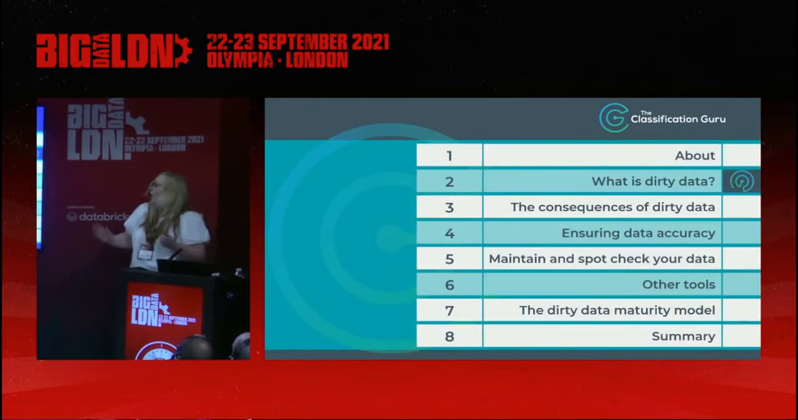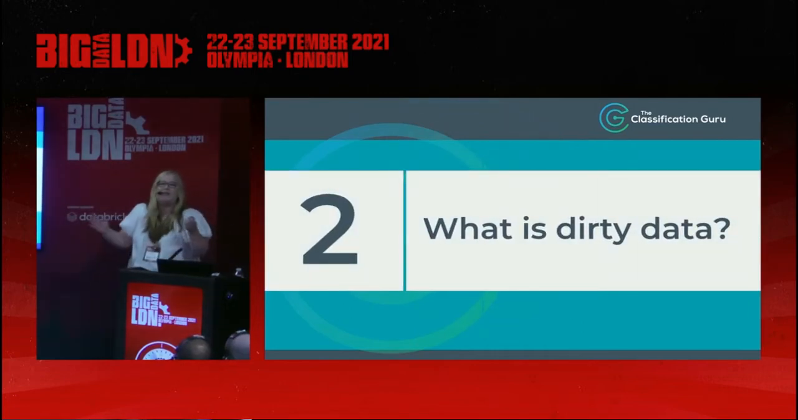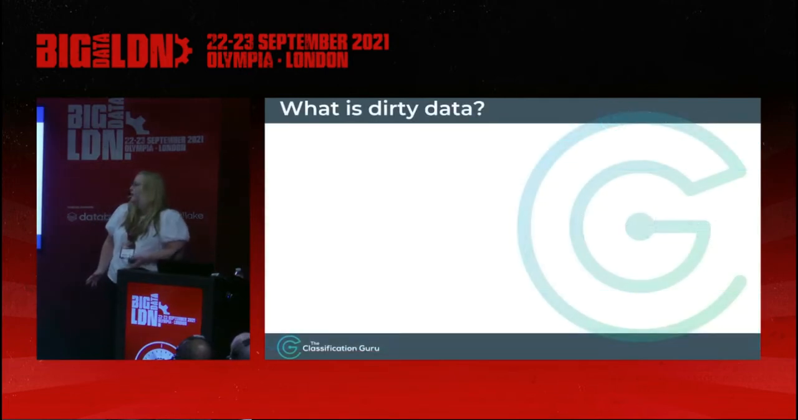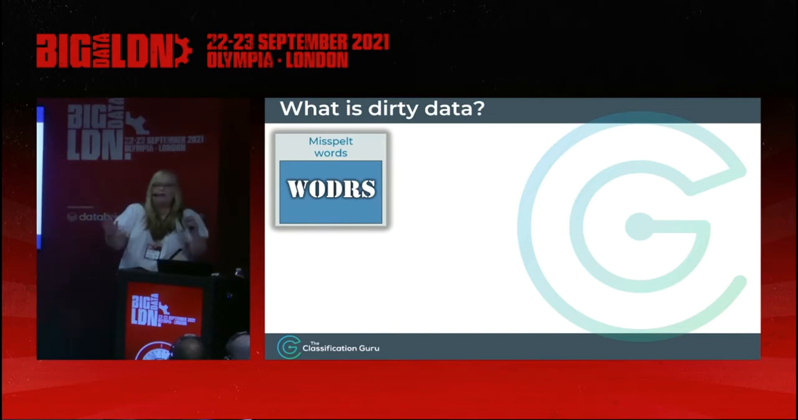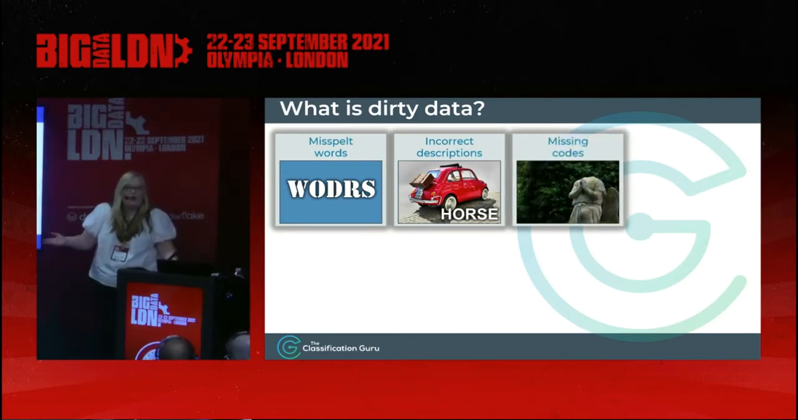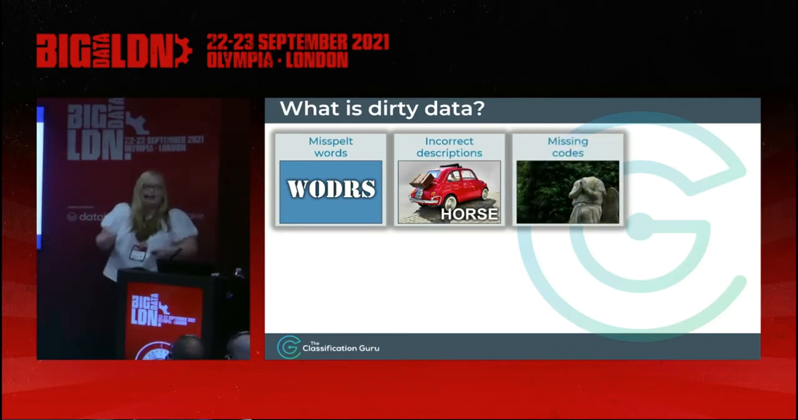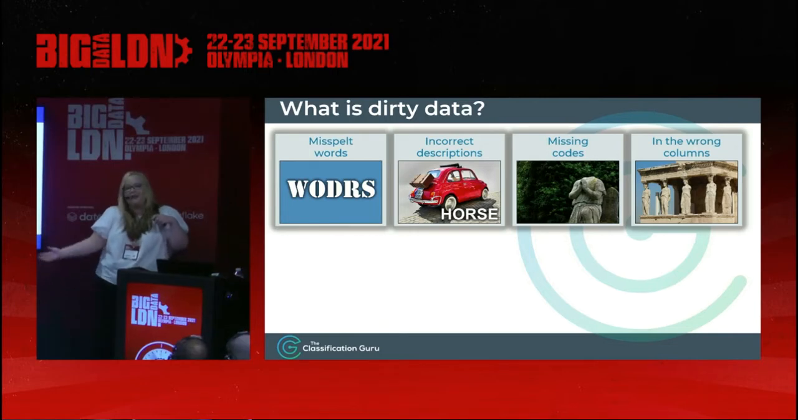But never mind that. What is dirty data? Because you're all working in all different kinds of data sets, it's different things to different people. But it's things like misspelt words. I'm sure you've all seen it in product descriptions, invoice descriptions, anything you can think of. It's incorrect descriptions that don't have any relation to what the actual thing is. It's missing codes. It could be product codes, SKUs, anything like that. Could be data in the wrong columns. If you've worked with addresses, you will know you see the postcode in the city column, the cities in the town or the county, and it's all over the place.